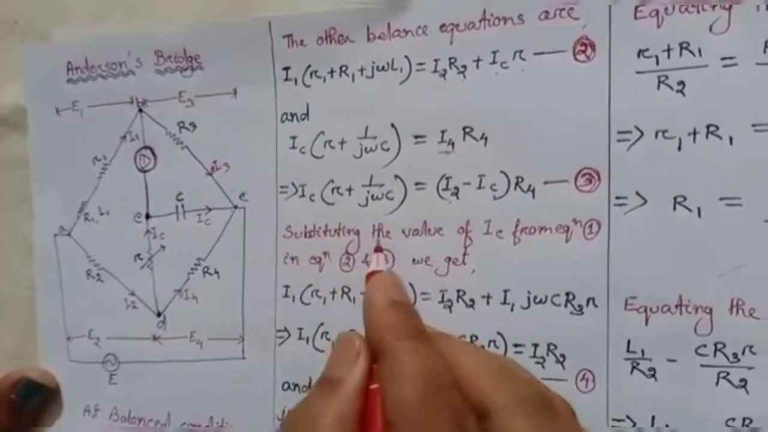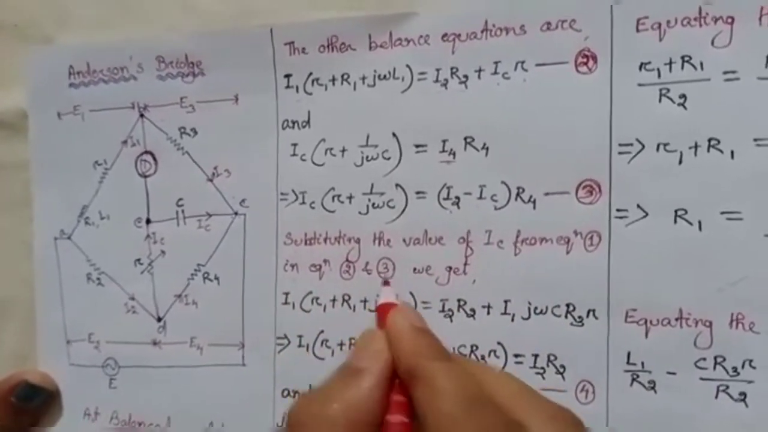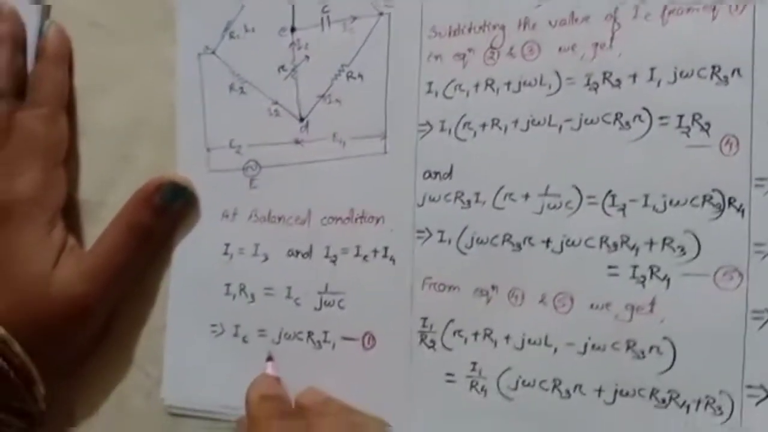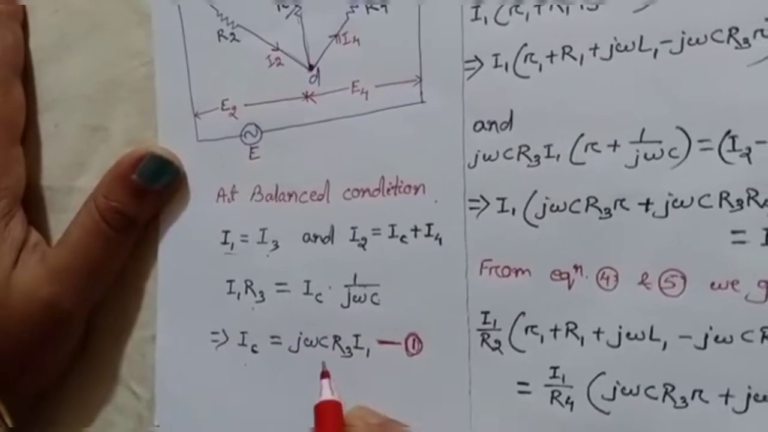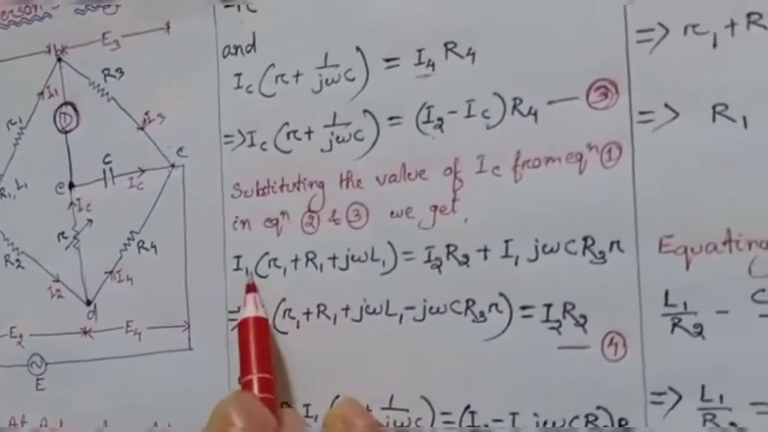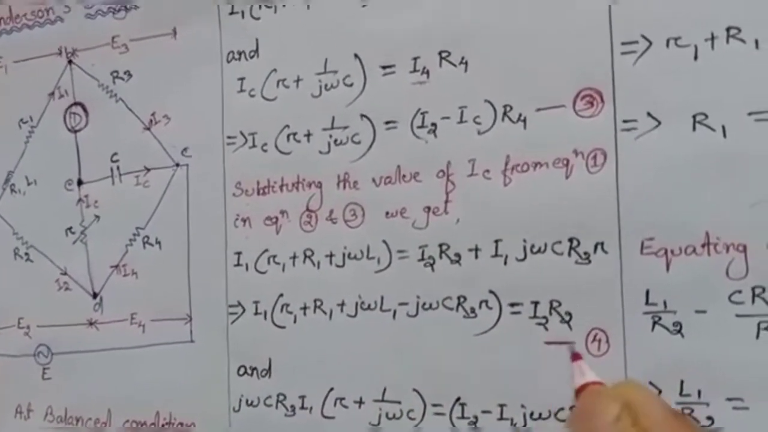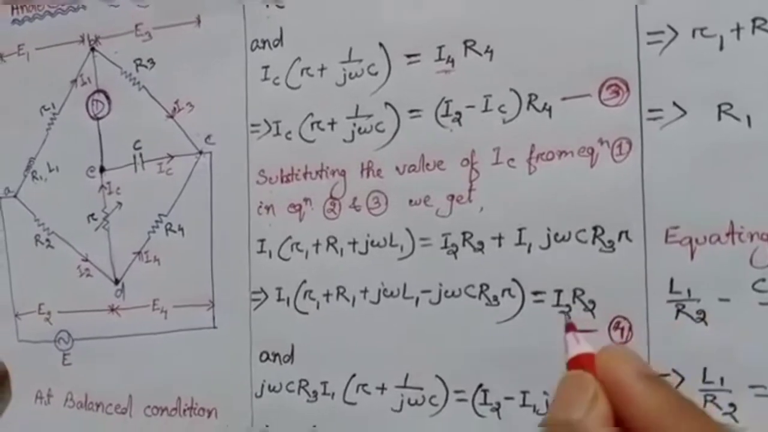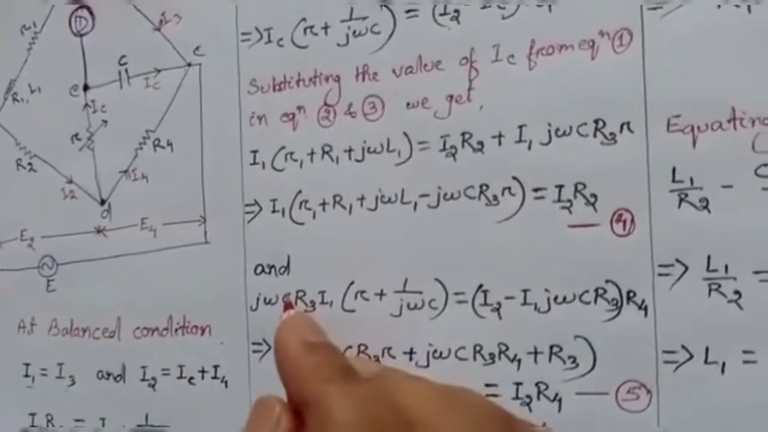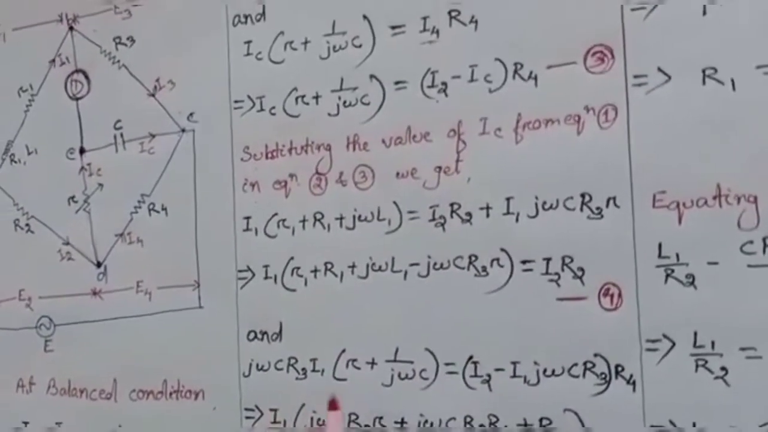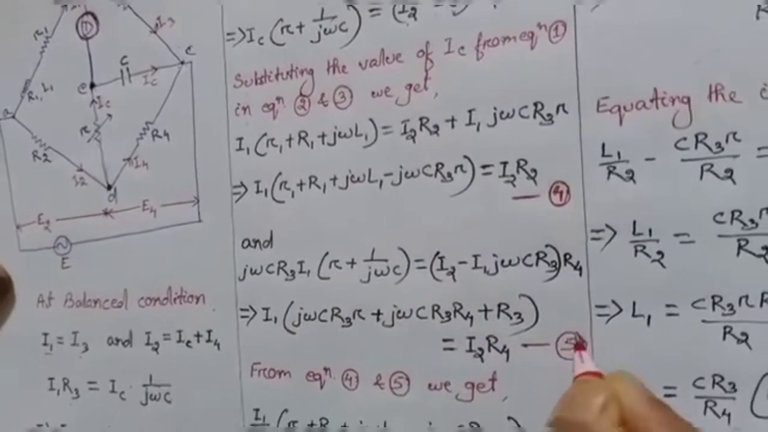We got all these equations. Now substituting the value of IC from equation 1, IC equal to j omega C R3 into I1, in equations 2 and 3. When I put it in equation 2, I get this result, equation number 4: I2 R2 is equal to this quantity. And when I put the value of IC in equation 3, I get I2 into R4 is equal to this value. It is equation number 5.